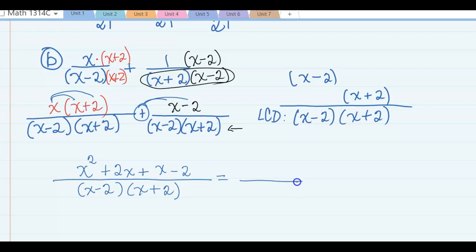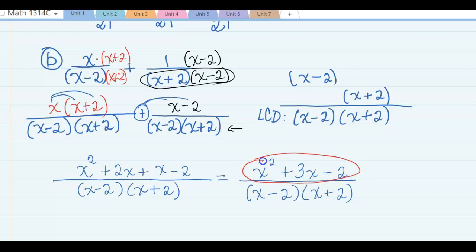Now I'm going to add like terms at the top. In my denominator, it still stays the same thing, x plus 2 times x minus 2. At the top, I have x squared plus 3x minus 2. And the next and last thing we need to do is to see if we can reduce this fraction. In other words, can I factor this trinomial? I'm looking for factors of 2 that subtract to 3. And the answer to that is none. It'll never happen. So therefore, this is our final answer.